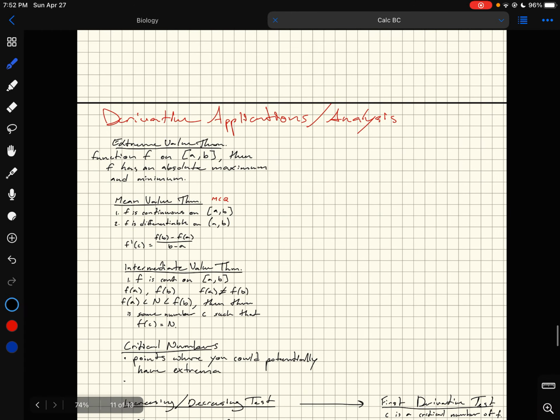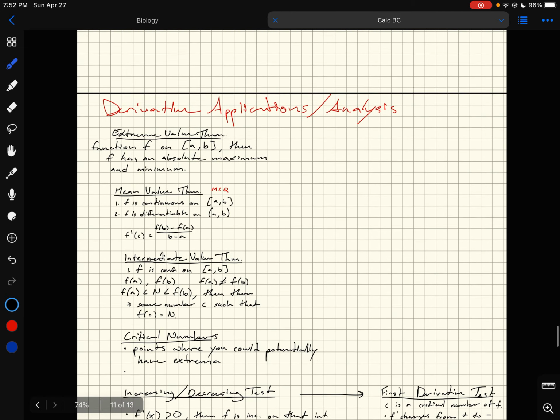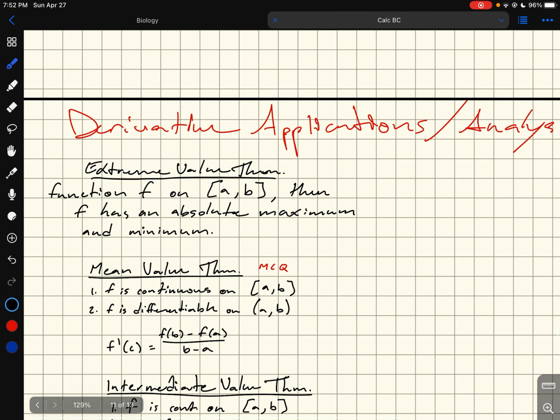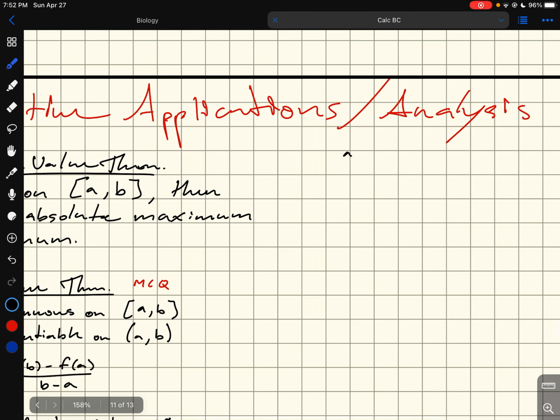We're going to talk about some theorems, some tests, and some vocabulary. So, starting with extreme value theorem. We have a function on the closed interval. A function on a closed interval has an absolute maximum and an absolute minimum. So, that's literally what that is. It's not usually asking you to solve anything with that. It's just a concept that you need to know.